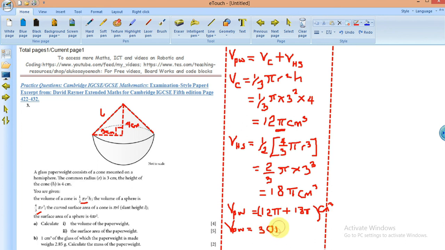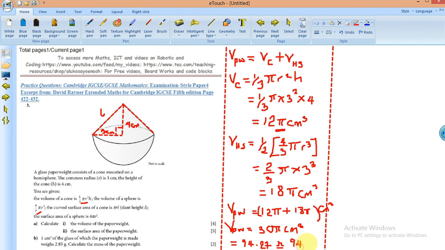But we are not asked to leave our answer in terms of pi, so let's just go ahead and use the calculator to complete that. So just pick up your calculator now. So 30 shift pi, that is 94.247777. Let's take it to the nearest whole number, guys. That will be 94 cm cubed.